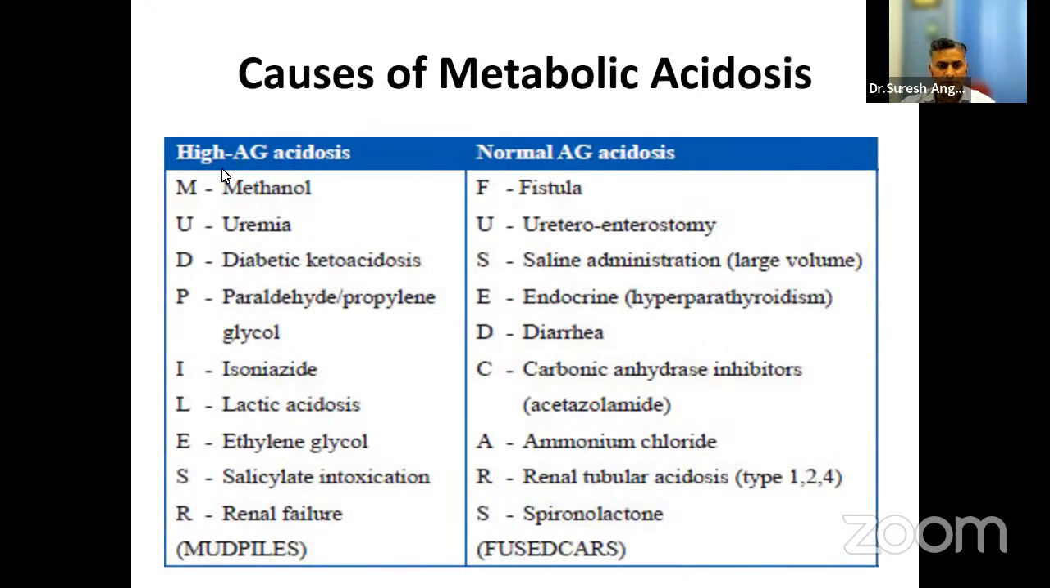So these are a few causes of high anion gap and normal anion gap metabolic acidosis. The common causes of high anion gap are uremia, diabetic ketoacidosis, lactic acidosis due to shock or hypoperfusion, and sometimes salicylate toxicity and renal failure. So these are a few important clinical conditions which lead to high anion gap metabolic acidosis. And normal anion gap metabolic acidosis occurs if there are increased losses from the GI tract, like from fistula, ureteroenterostomy, or excess saline administration, diarrhea, carbonic anhydrase inhibitors. So these are the common causes which lead to normal anion gap acidosis.